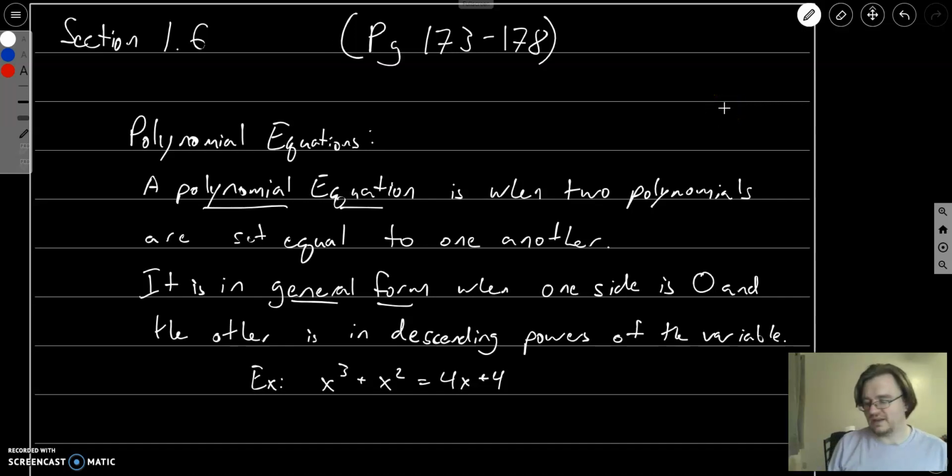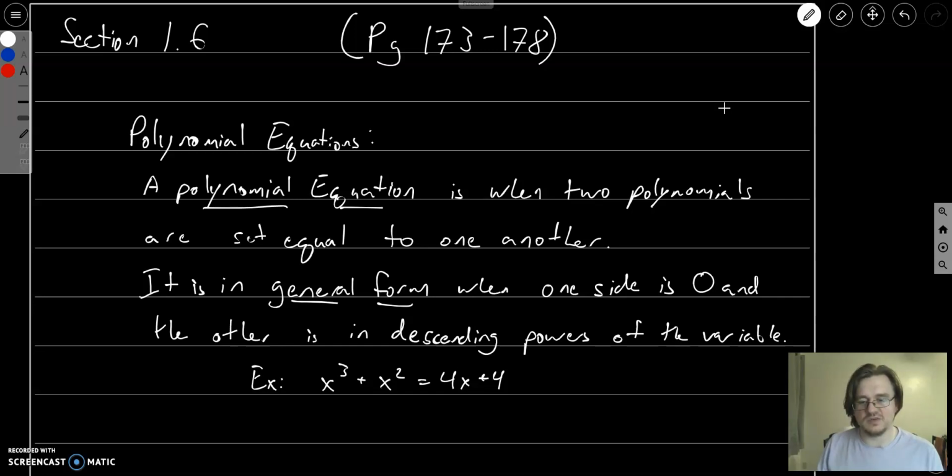Hello and welcome back. This video will start section 1.6, which will be on solving various types of equations, not just quadratic equations and linear equations. So the first sorts of equations that we'll look at are just polynomial equations, and these are when you have two polynomials that are set equal to one another.